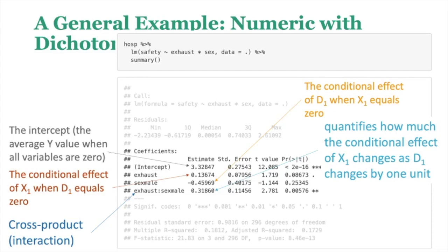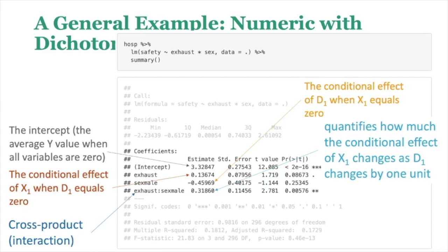Well, it means when we're male, so we plug in a 1 for sex, and we're looking at the equation, we're going to say the effect of exhaust when we're male is the 0.136 plus the 0.318. In other words, the effect of exhaust when you're a female is just 0.136, but when you're male, it's 0.136 plus 0.318.